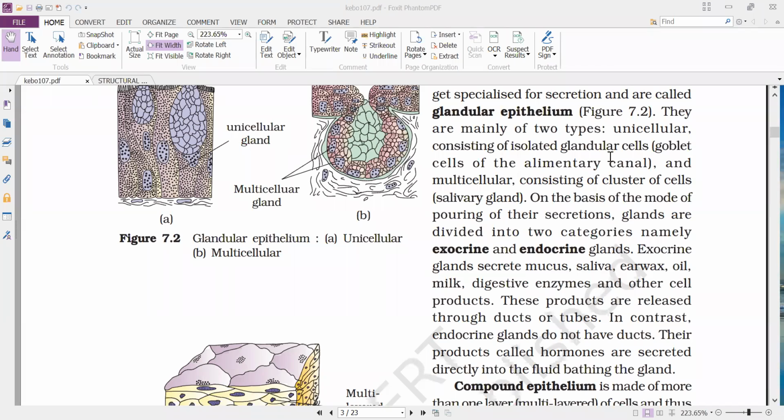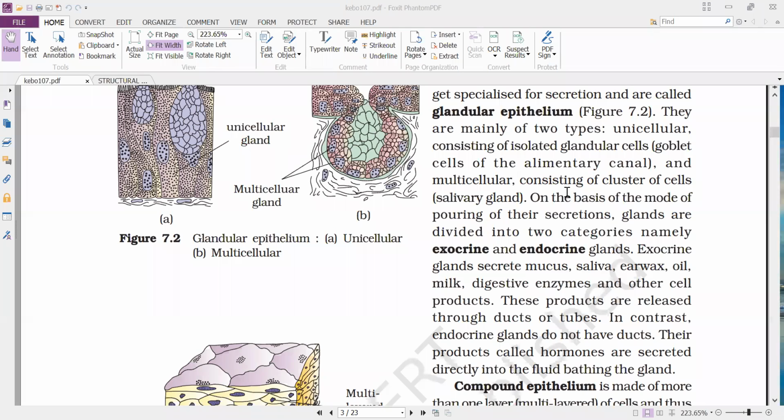Like the goblet cells of the alimentary canal, the stomach and intestinal lining. We will find some columnar cells which are involved in the secretion of certain substances like enzymes. These are unicellular in nature. These unicellular gland cells are also called goblet cells.